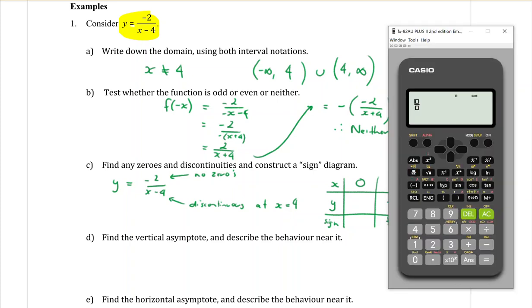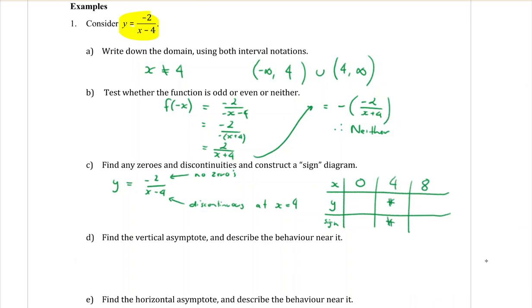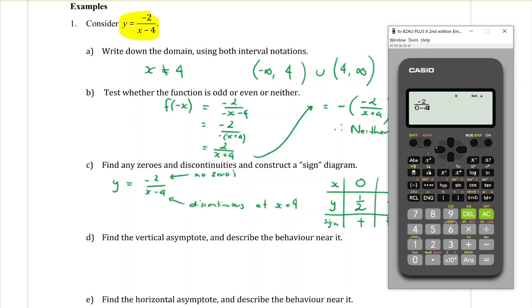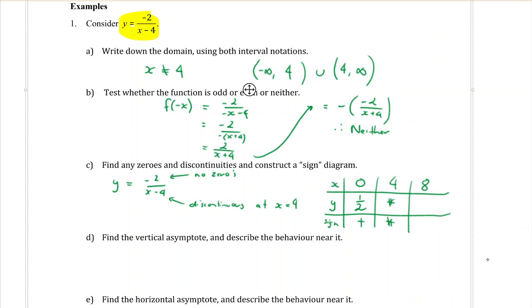So you just type it in. We go minus 2 over, we're subbing into our equation, 0 take away 4. And I get a half. And more importantly, that half is positive. So I put a plus sign down to say it's positive. Then I just want to do it again, and I just want to change that 0 to an 8, and I get negative a half, which means it's negative on that side. So that's my table of signs.